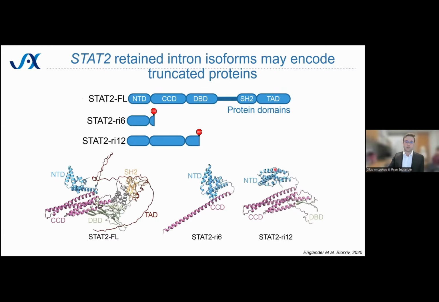Retained intron 12, by contrast, retains the globular nature of the N-terminal domains in full-length STAT2, but notably, as we mentioned, has lost those C-terminal transcriptional activation domains. So this raised the possibility to us that STAT2 retained intron 12, if it's produced as a protein, might actually be able to act as a dominant negative inhibitor if it retains the capacity to bind STAT2 binding partners, because it might be able to bind STAT1 and IRF9, but be incapable of actually transducing that transcriptional activation signal and hence lead to a further reduction in interferon responsiveness.